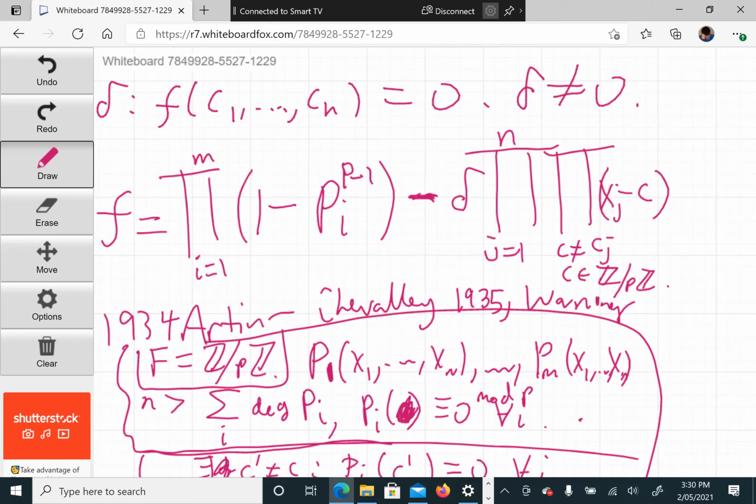Okay. So argument by contradiction. Assume that there is no other 0. So assume it's the only common 0. So that means there's some. So if you sub in.